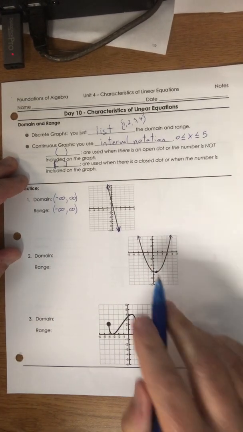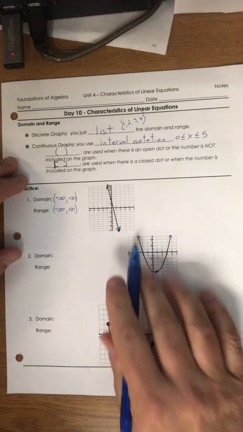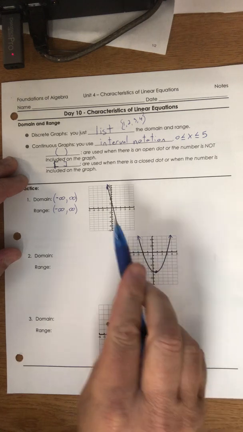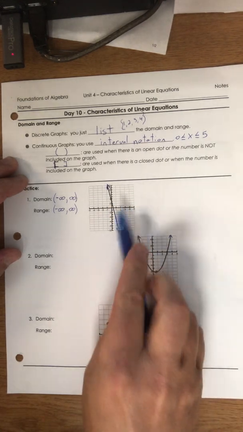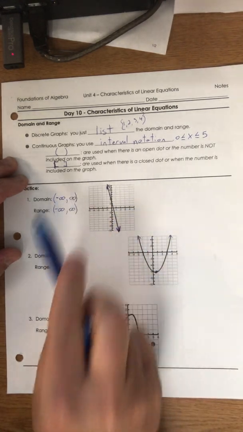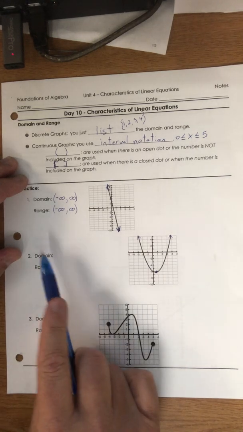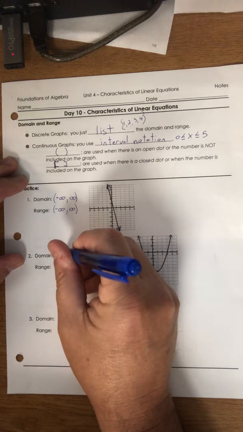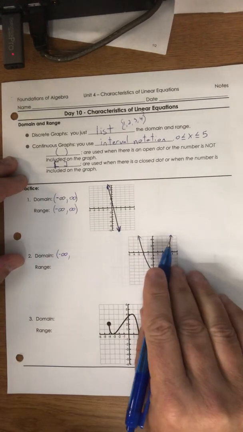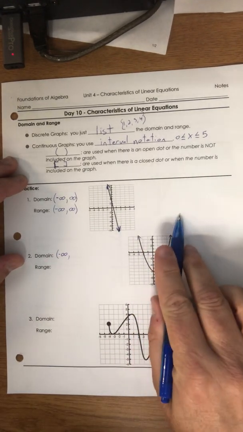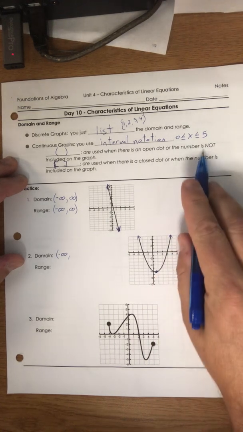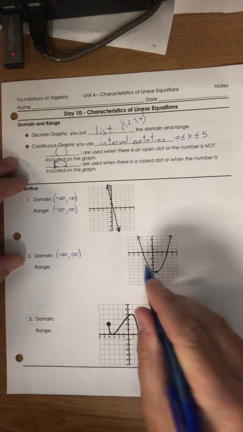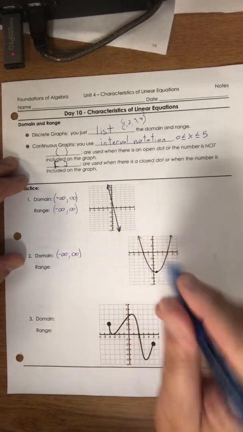My domain, well, this U is going to keep getting wider and wider. So at negative 5, I'd be able to go up and still touch that U. At negative 10, I could still go up and touch that U. At negative 1,000, I could still go up and touch that U, all the way to negative infinity. And that's the same thing on this side. At 5, I could go up and touch that U. At 10, I could go up and touch that U, all the way to positive infinity. That U is going to keep getting wider and wider.